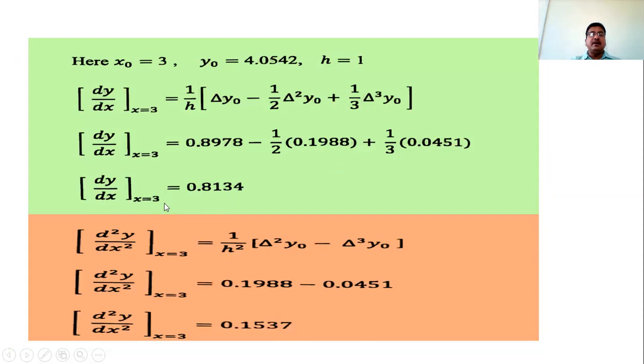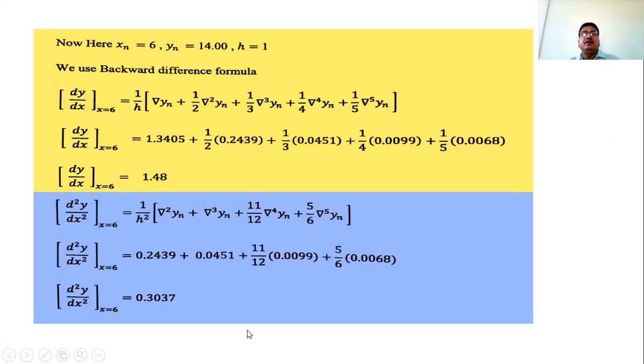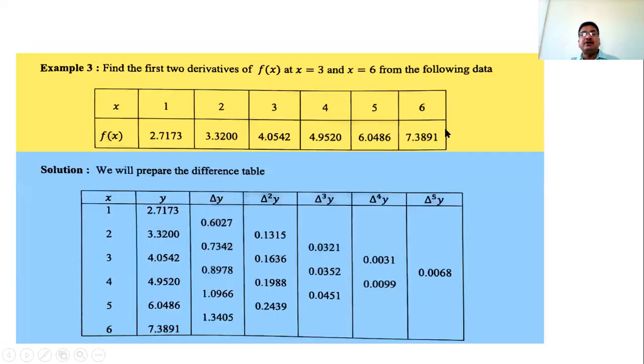This is dy/dx at x equal to 3. Then d square y by dx square at x equal to 3: I consider 3 as the first point, x naught, and this is y naught. Write the formula to obtain the second order derivative and substitute the values. We have the answer of the second order derivative at x equal to 3 as 0.1537.